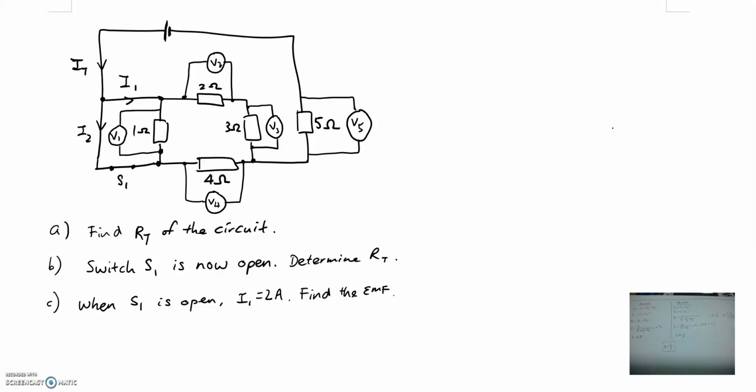Okay, this is the third question that we'll be going through. This circuit looks a bit complicated, so you really need to spend some time to think through it. Okay, so maybe you can pause now. Okay, hope you have tried solving the question.